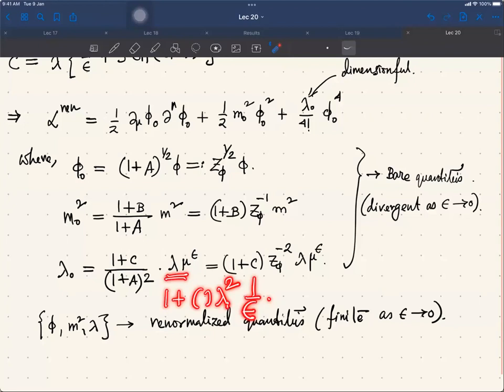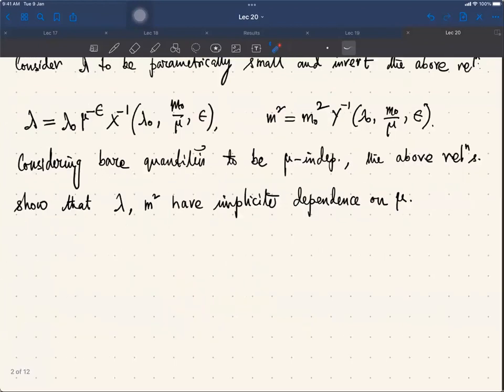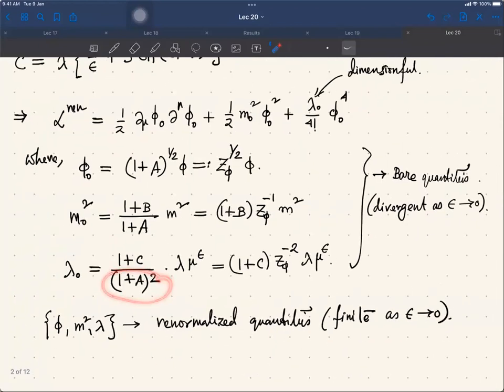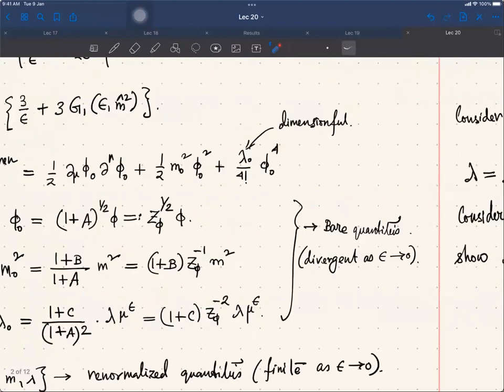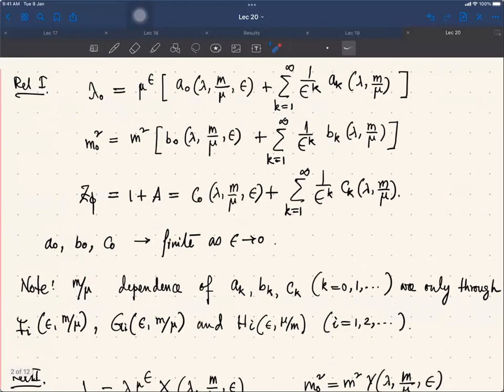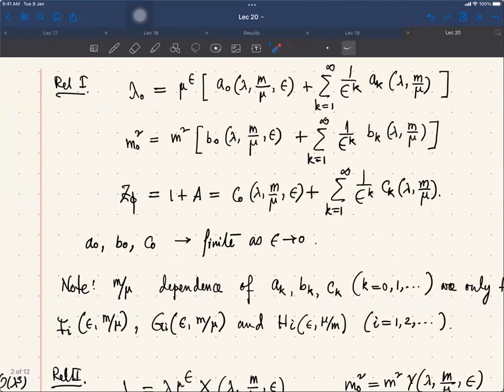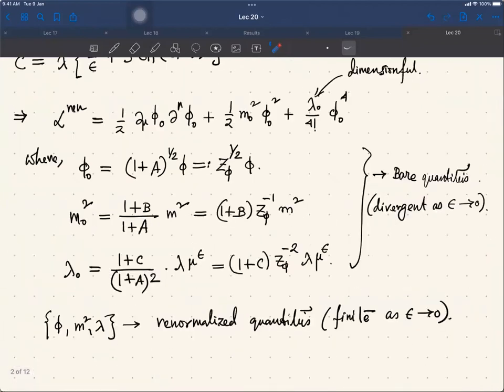This will give you a lambda cube contribution to the 1 over epsilon residue. So that means that the term 1 plus A to the power minus 2 multiplied by this 1 will give you an order lambda cube contribution in A1. That is how we have to calculate it. But is there any lower order contribution?